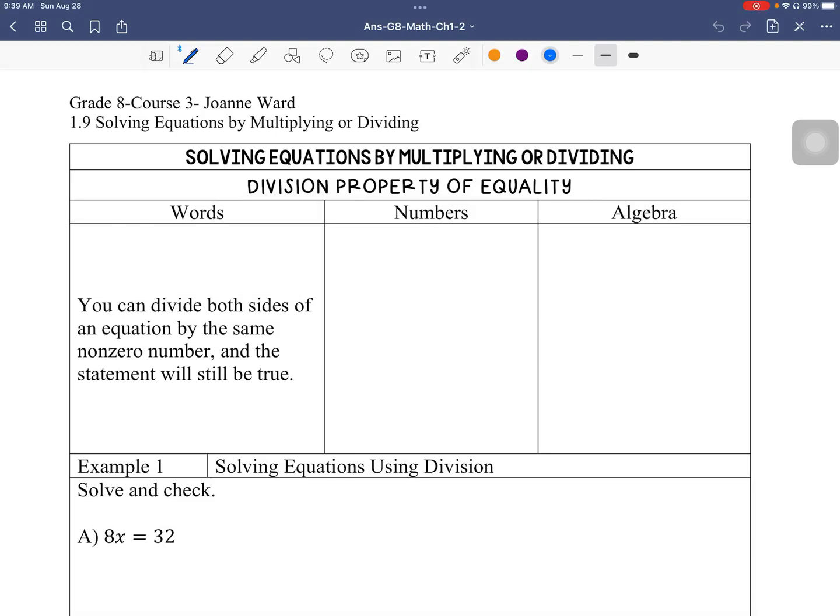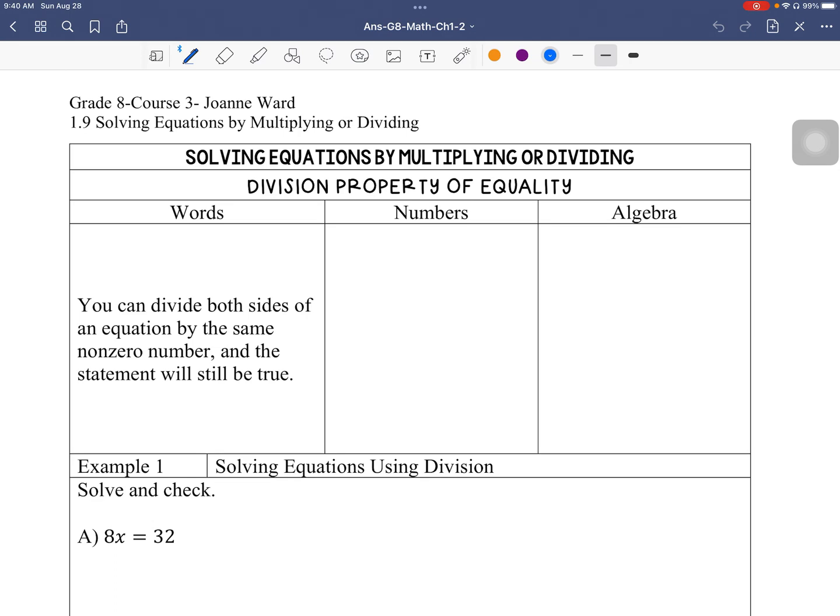Hi everyone, I want to talk about 1.9, solving equations by multiplying or dividing. First of all, we want to talk about the division property of equality. Previously we talked about the addition property of equality, the subtraction property of equality, and the multiplication property of equality.